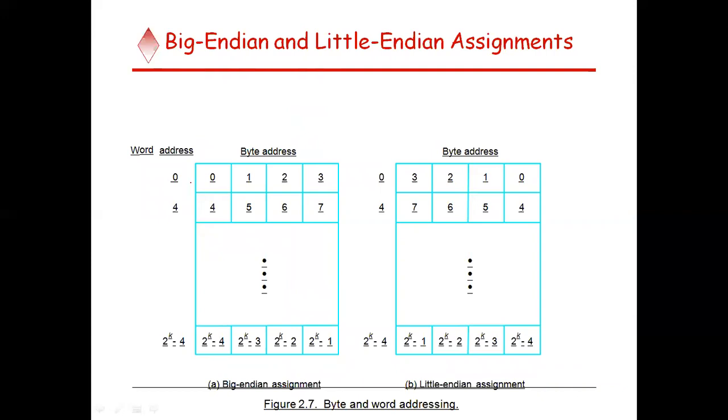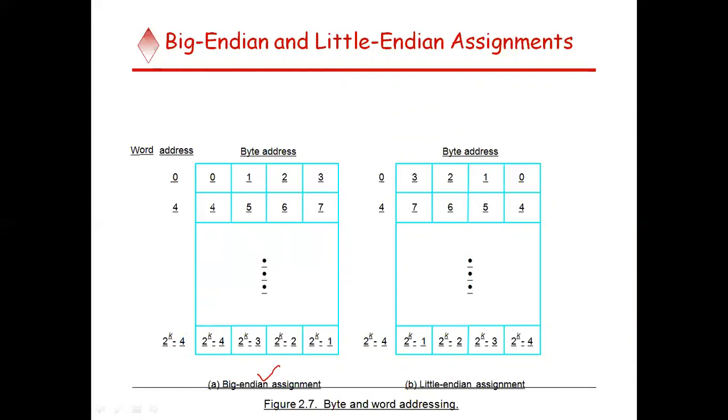Next thing is two different assignments. They are called big endian and little endian assignments. So what do you mean by big endian and little endian assignment? See here, the word addresses are numbered like 0, 4, up to 2 raised to k minus 4. In that way, the word addresses are numbered. So this is actually a byte addressable memory. What do you mean by big endian assignment and little endian assignment, we are discussing.